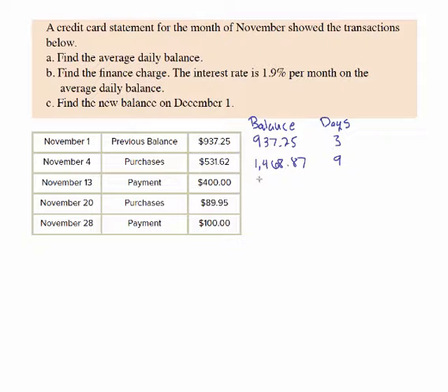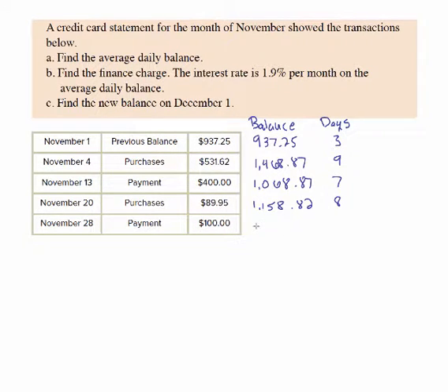Next, a payment of $400 was made. Well, that decreases the balance by $400 and subtracts $400 from the previous balance, giving us $1,068.87. That lasted from the 13th to the 20th, which is 7 days. Next, more purchases, adding to the balance again, adding $89.95 to it, raising the balance to $1,158.82. And that lasted from the 20th to the 28th, which is 8 more days.